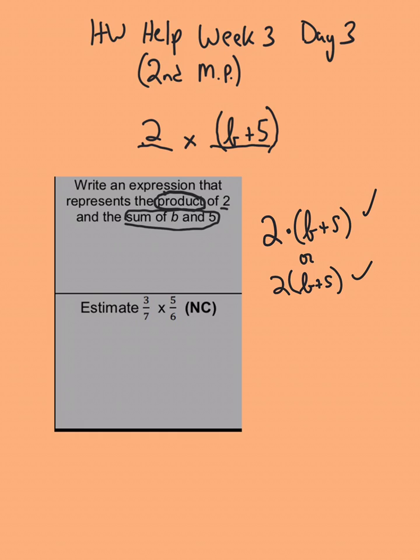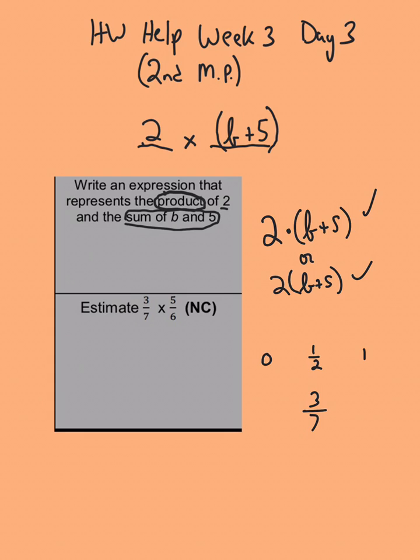All right, now let's go down to the bottom one. Estimate 3/7 times 5/6. Remember, fractions either round to 0, half, or 1. So we've got to figure out, for example, let's start with 3/7. Is it closer to 0, is it closer to half, or is it closer to 1?